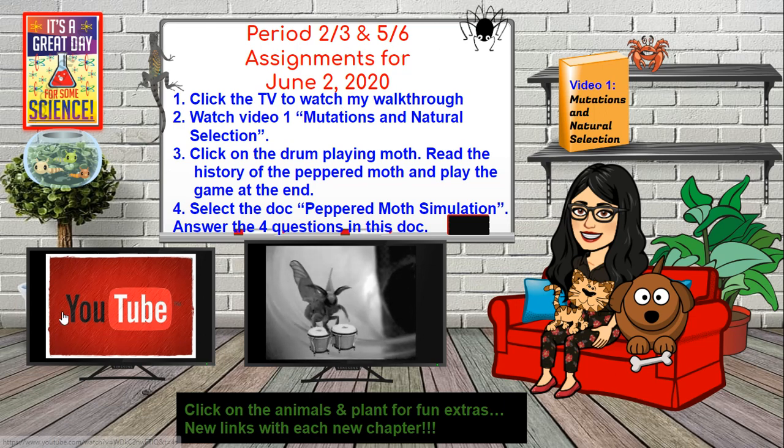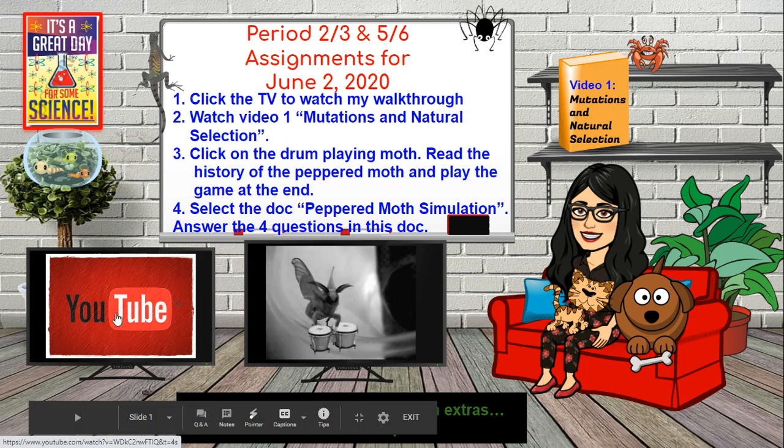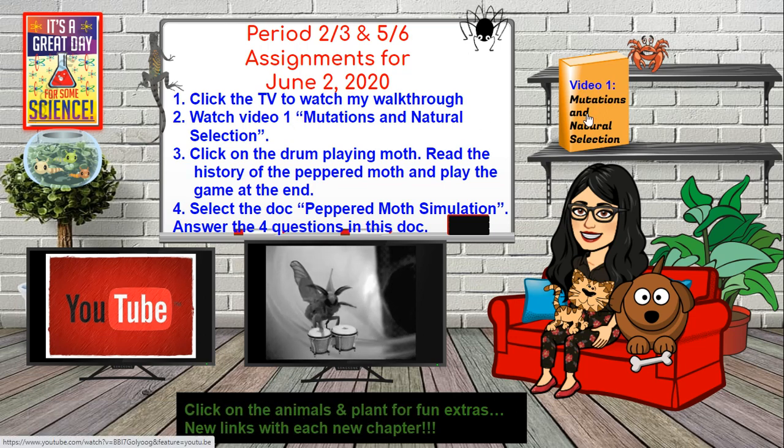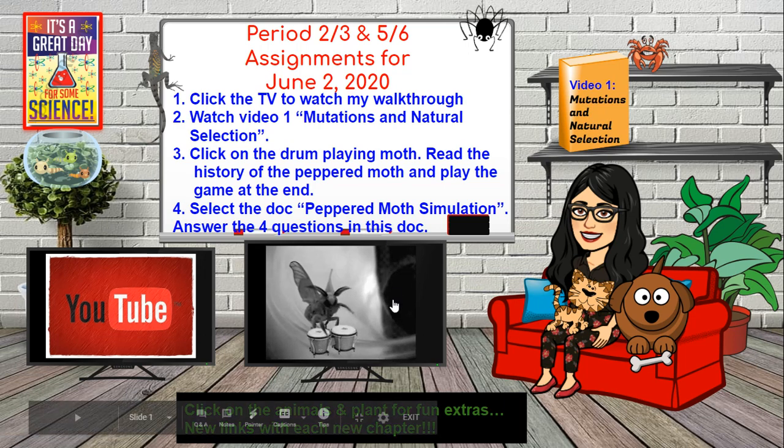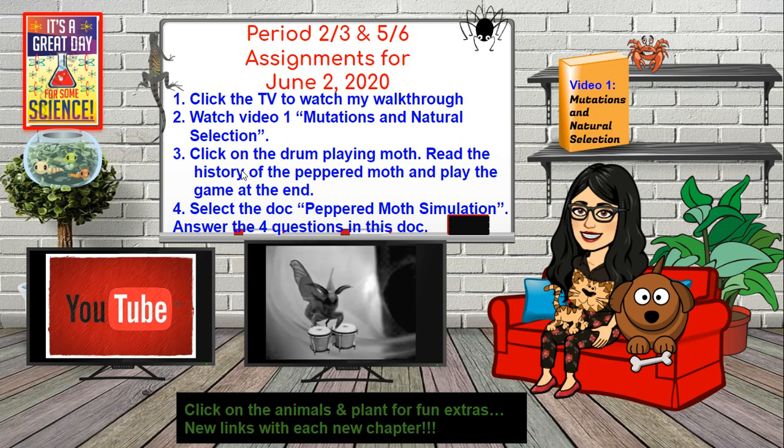We're going to click on the TV and watch my walkthrough, which you're already doing, but just know for the future, that's where you can click that. Then you're going to watch video 1 on the bookshelf, Mutations in Natural Selection, a short video. Then you're going to click on this cute little drum playing moth. I wonder how they got that moth to do that. Anyway, read the history of the peppered moth, and then there's a game at the end that you can play. It's really fun. You're a bird and you get to try to eat moths.